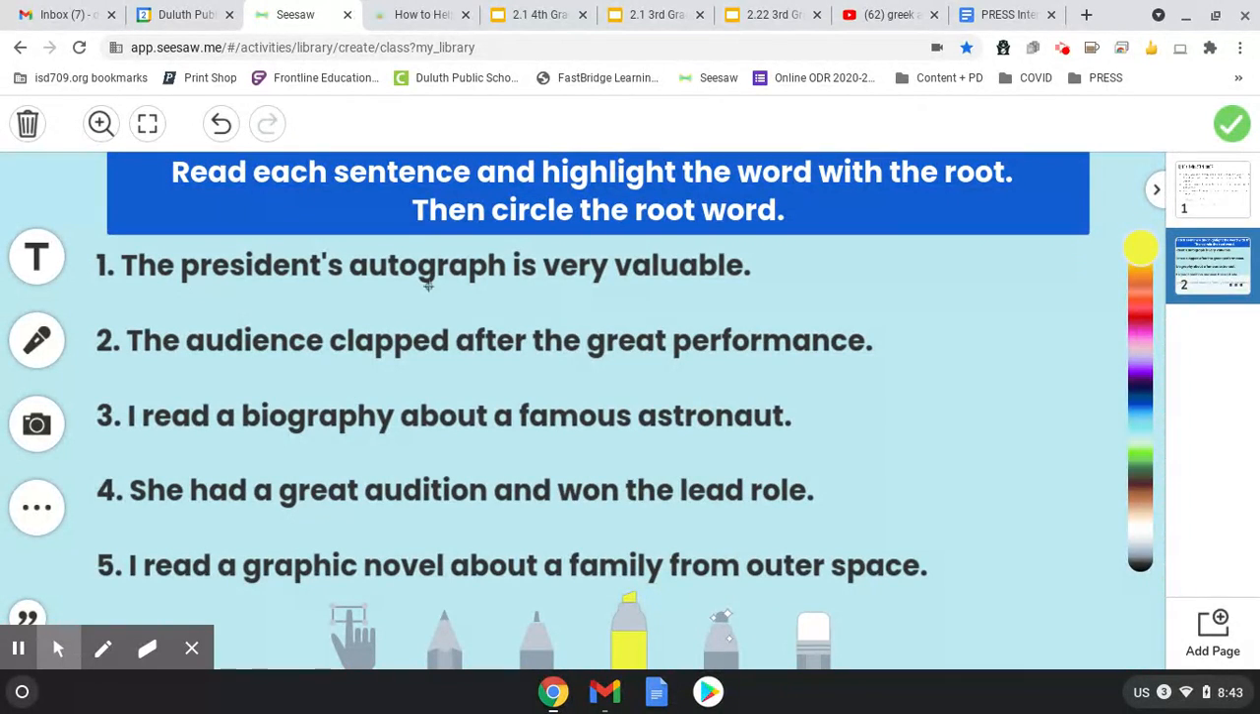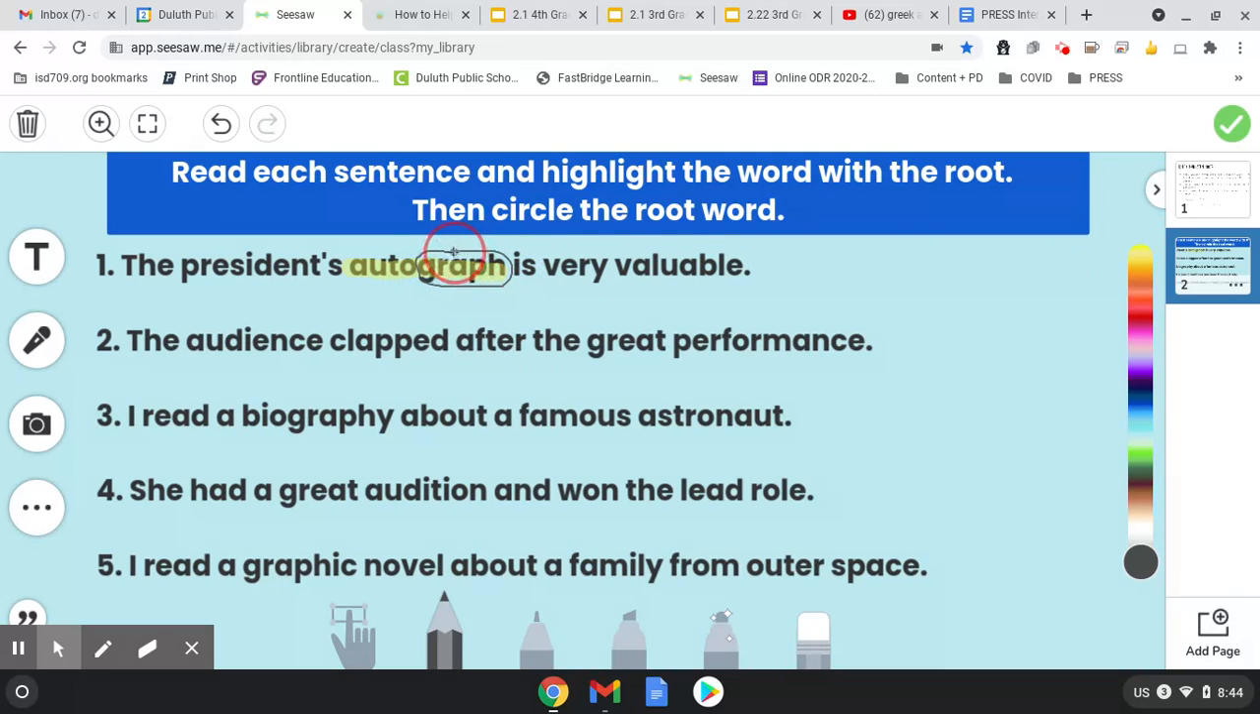So, the president's autograph is very valuable. So, I just talked about how graph and aud are Greek and Latin roots. So I'm going to highlight the word autograph because it has that graph word part in it. Then the other thing I have to do, I don't just highlight, but I also need to use another tool to circle the actual root.